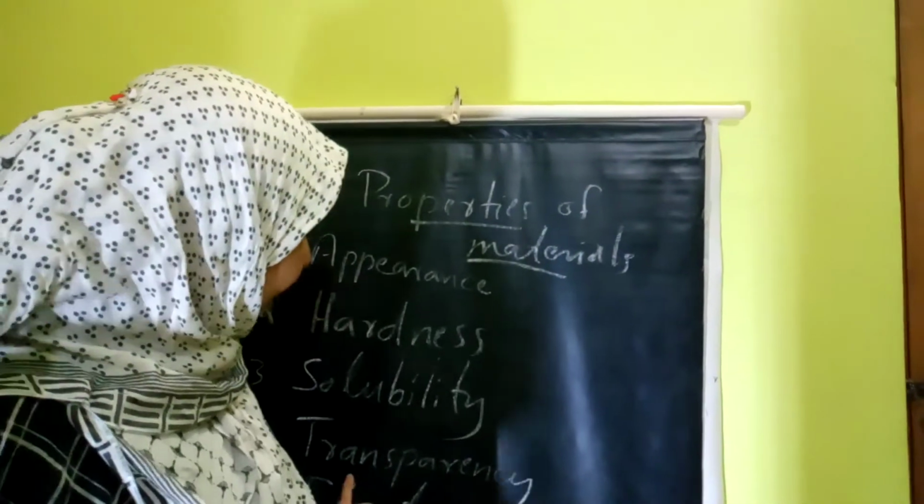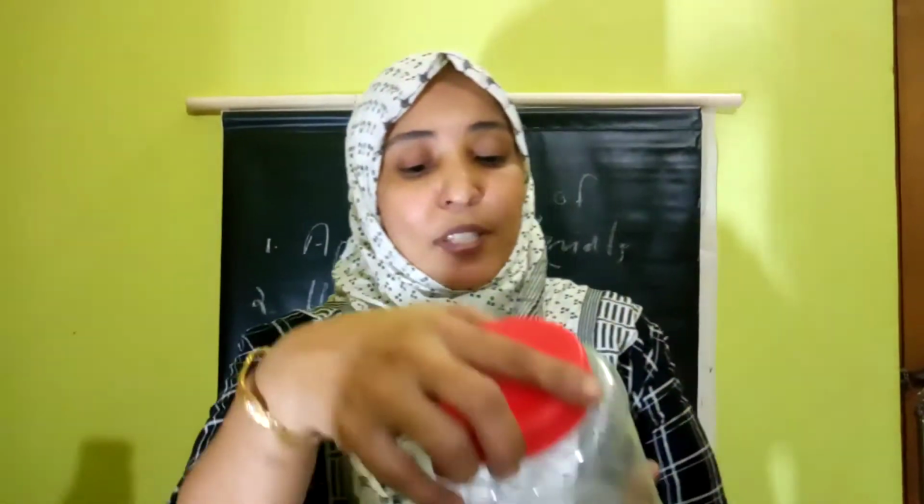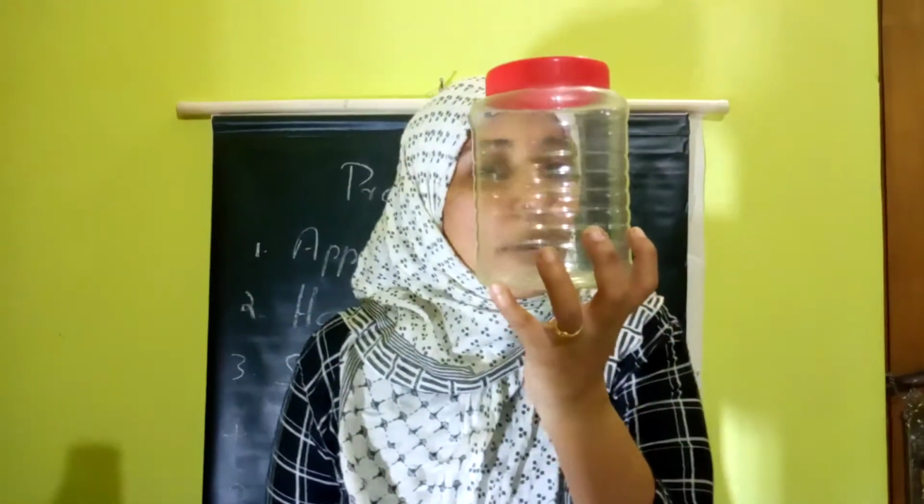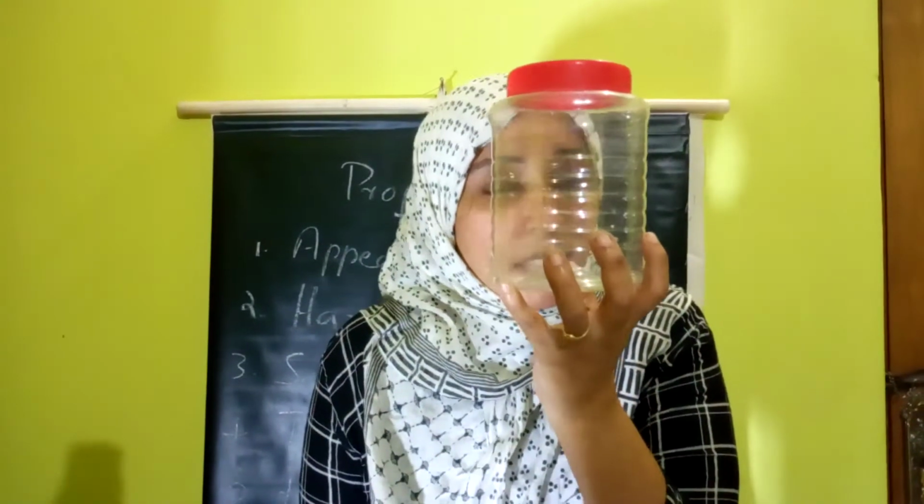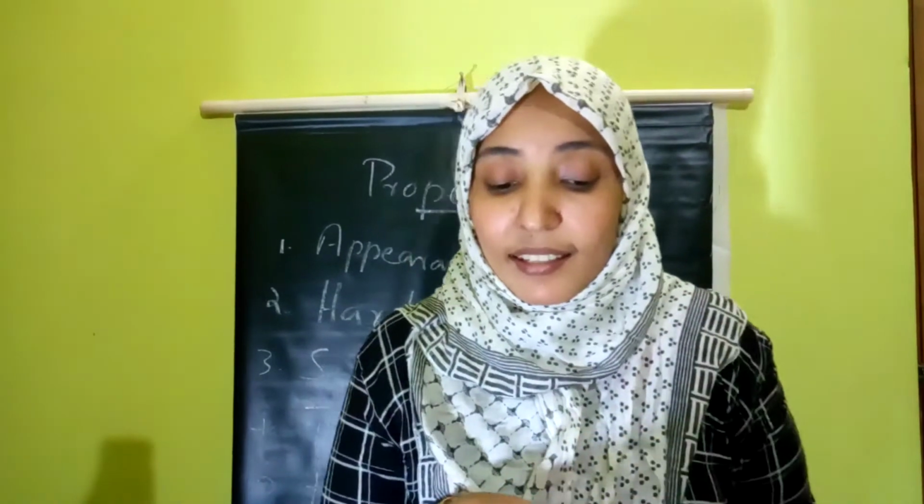Then one more property of materials is transparency. Transparency. Some of the things through which we can see the things very clearly. Suppose this is a glass bottle. While I am looking through this glass bottle, I can see you. Your face I can see and identify. That means it is transparent. Through the glass, we can see the things very clearly.